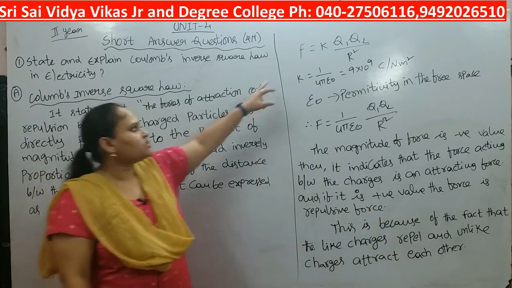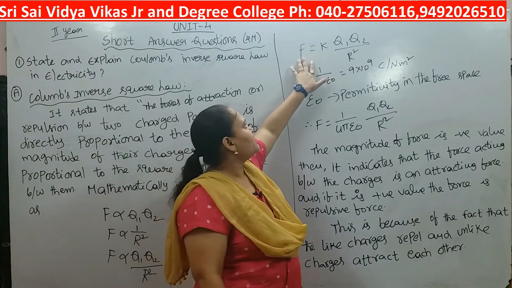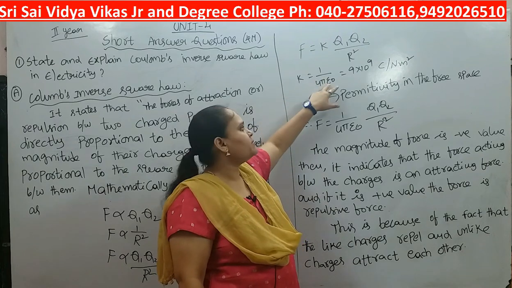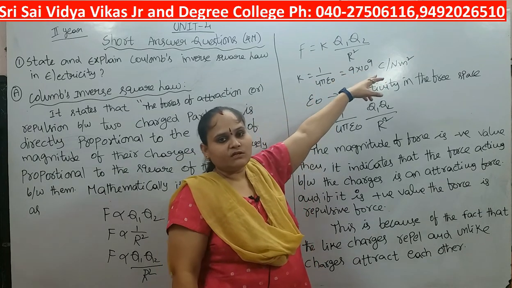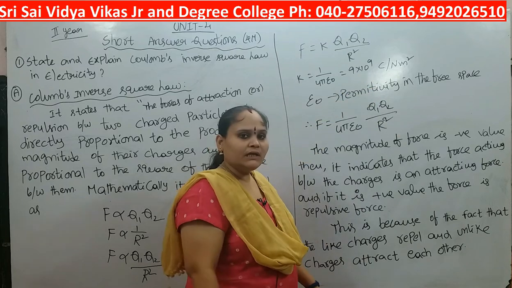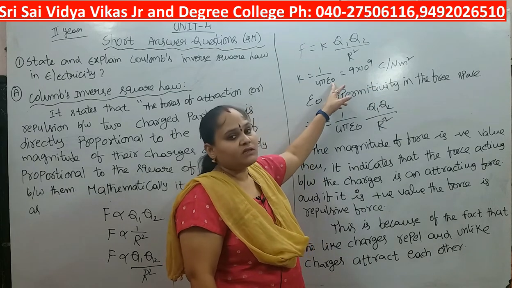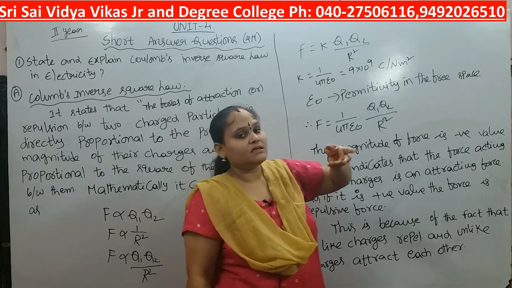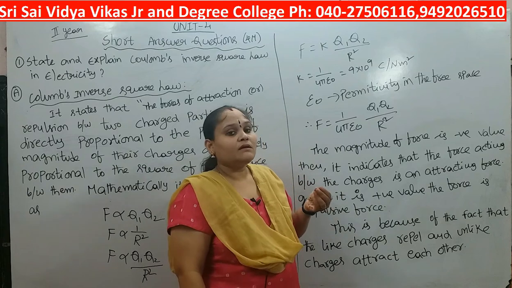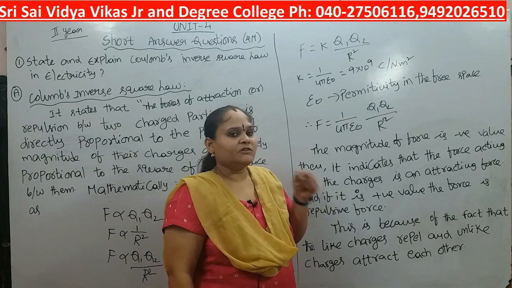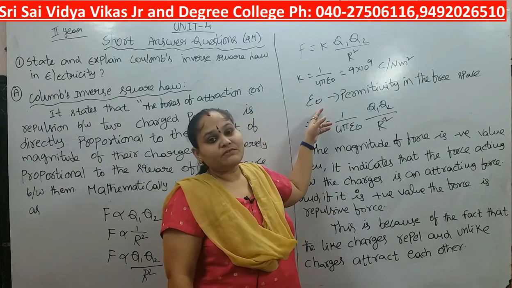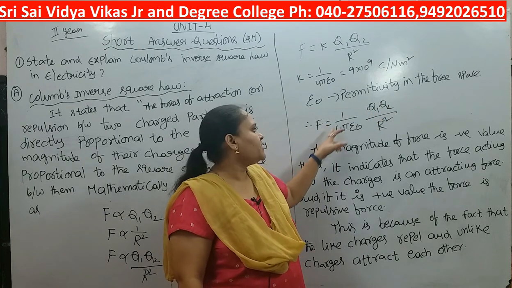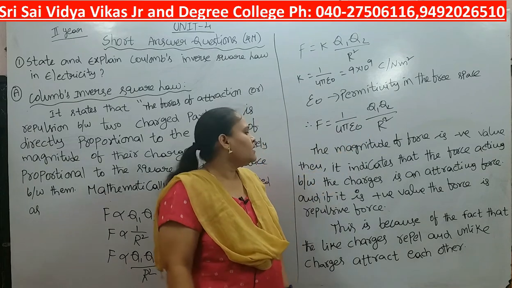With the proportionality constant K, F equals K into Q1 Q2 by R square. Here K is 1 by 4 pi epsilon naught, and its value is 9 into 10 to the power of 9 Newton meter square per Coulomb square. Epsilon naught is the permittivity of free space, whereas epsilon is the permittivity of some other medium. Substituting the K value, F equals 1 by 4 pi epsilon naught Q1 Q2 by R square.